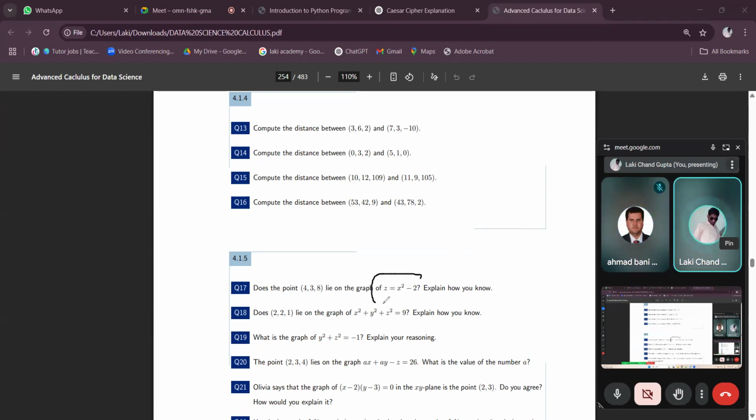This is a graph, and you have to check whether this point satisfies the graph or not. So what will you do? You have x square minus 2. This is the value of x, and this is the value of z. Here y is not given, right? So this point does not satisfy this equation. Why? Without putting the value, you can say this is wrong, because here y is not there.